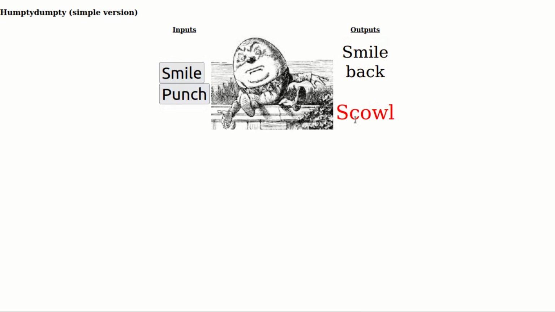Now let's do the following experiment. So I start again from the initial position. I smile at it. Well, it smiles, fine. Now I punch it 5 times. 1, 2, 3, 4, 5. It continues to scowl. Now I smile again at it. And lo and behold, it just does not bear any grudge. Even though I punched it harshly 5 times, it continues to smile back at me as if nothing has happened.